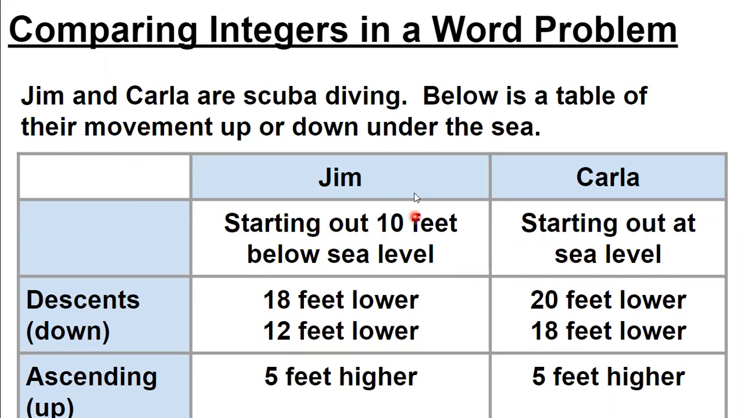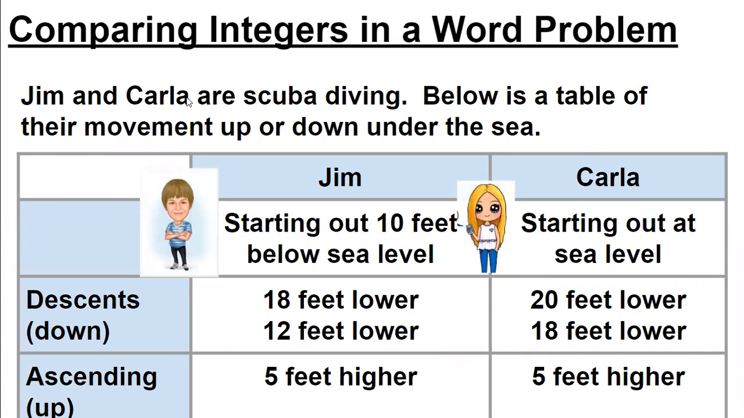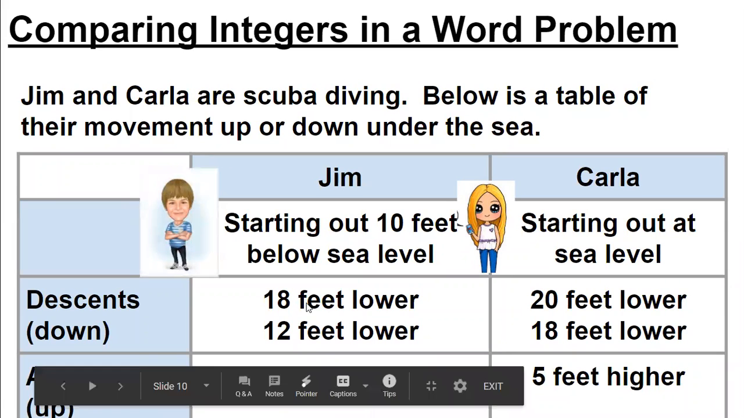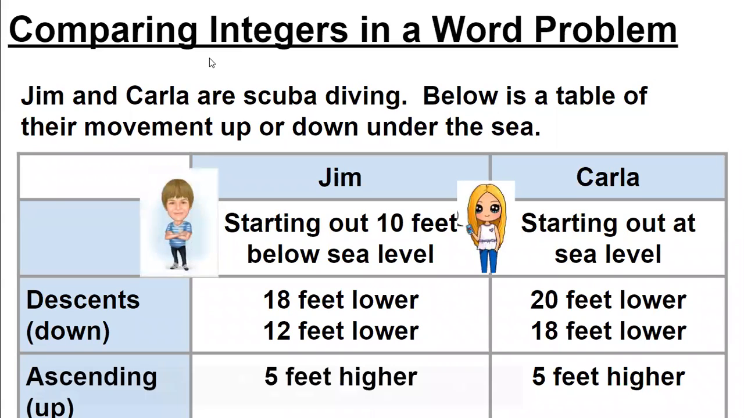So how would you even write 10 feet below? Would you write it as negative 10, right? Yep. Okay. And let's put Jim and Carla in there. There's Jim and there's Carla. Jim is going to descend down. Descent means to go down. He's going to go down under the sea, 18 feet lower and 12 feet lower. Wait for that bar to go away. And then he's going to ascend or go up 5 feet higher.